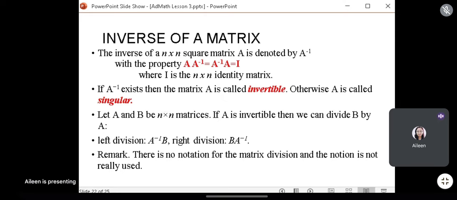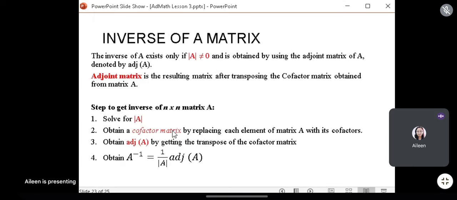Now, paano daw ba natin kinukuha ang inverse ng matrix? So, first, kailangan niyo munang i-solve ang determinant of the matrix. Next, you obtain a cofactor matrix wherein you replace each element of the matrix A with its cofactors. Be reminded that the cofactor is the assigned minor. You can use our sign matrix para makuha niyo yung sign ng each element na papalitan niyo ng cofactors. Next, we obtain the adjoint.